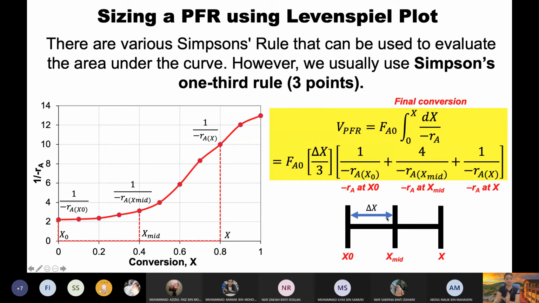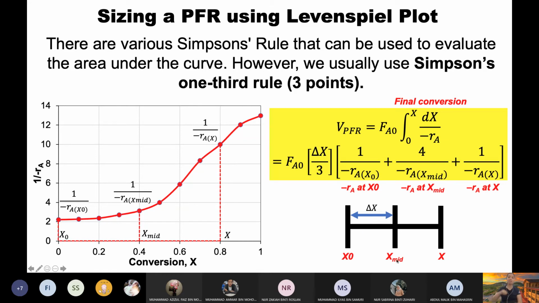So for example, katakan your X is 0.8. So means 0, 0.4, 0.8, delta X dia akan menjadi 0.4. Let's say katakan 0.6. So 0, 0.3, 0.6, delta X is 0.3. Okay. However, I have to keep mentioning delta X is not your middle X. In this situation, kalau kamu bermula daripada kosong, yes, your delta X will be the same as the middle X. If your first initial point tu adalah kosong, memang betul delta X sama dengan middle X.